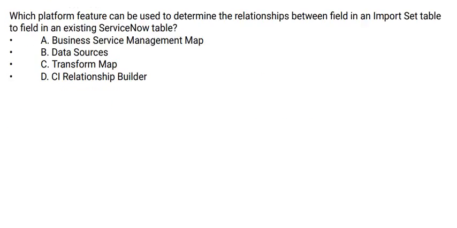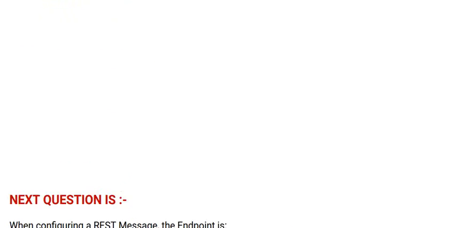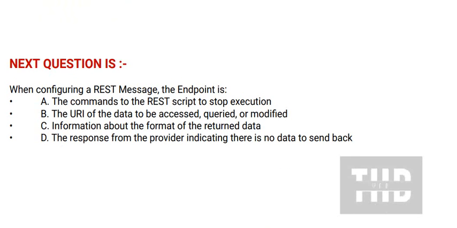And the correct answer is option C. Next question is, when configuring a REST message, the endpoint is: Option A, the commands to the REST script to stop execution.